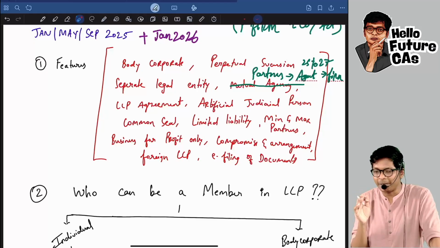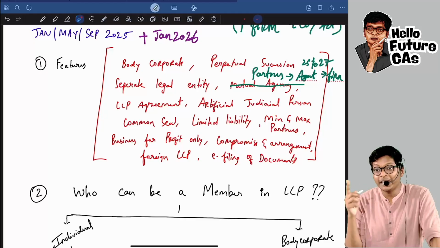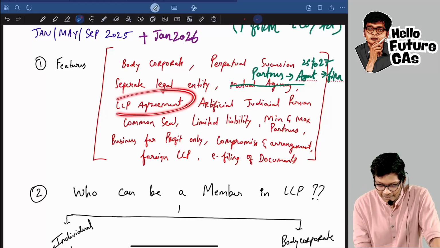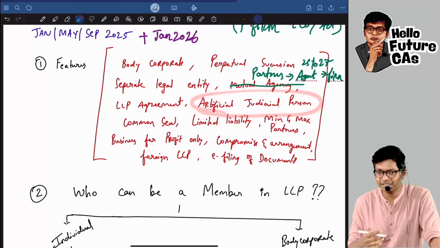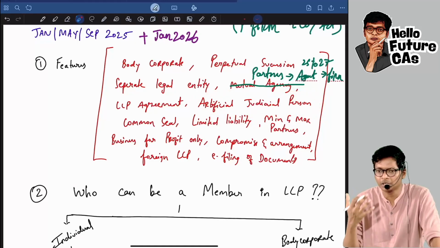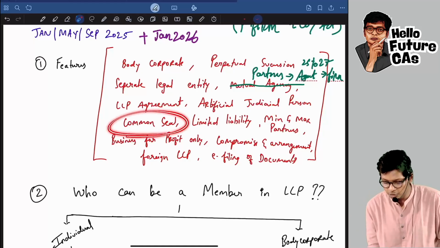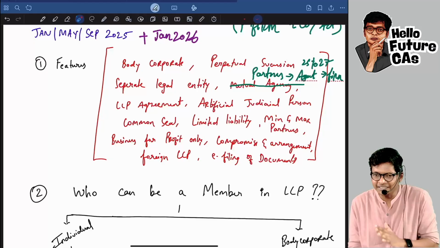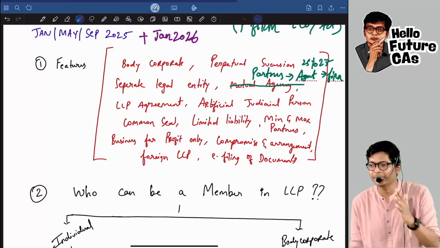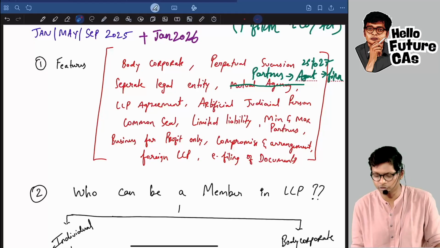Then remember, in partnership we had something called partnership deed. In company we have MOA, AOA. Like that, here it's called LLP agreement. That's it. Next is artificial judicial person. You're a legal entity. You can be sued. I can sue you, or you can sue others. All of that. Common seal. You guys know what is common seal? Seal of the firm. Nowadays, common seal is not mandatory. In company times, common seal was mandatory. Now it is not mandatory. It is optional. Here also it's optional.